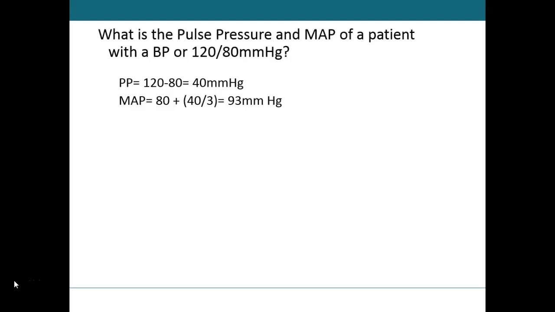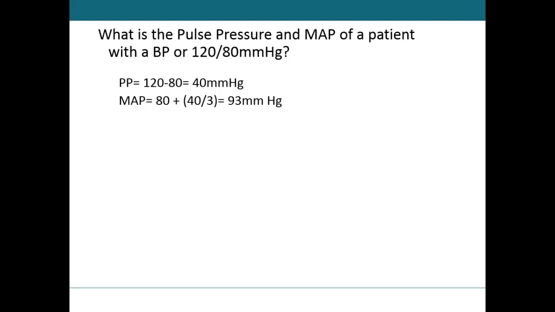So remember, mean arterial pressure is the pulse pressure divided by 3 plus the diastolic. So first thing we've got to do is take that pulse pressure that we just got, and divide it by 3, and that's going to give us 13, roughly. Then our diastolic pressure was 80, so 80 plus approximately 13 gives us approximately 93 millimeters of mercury as our mean arterial pressure.